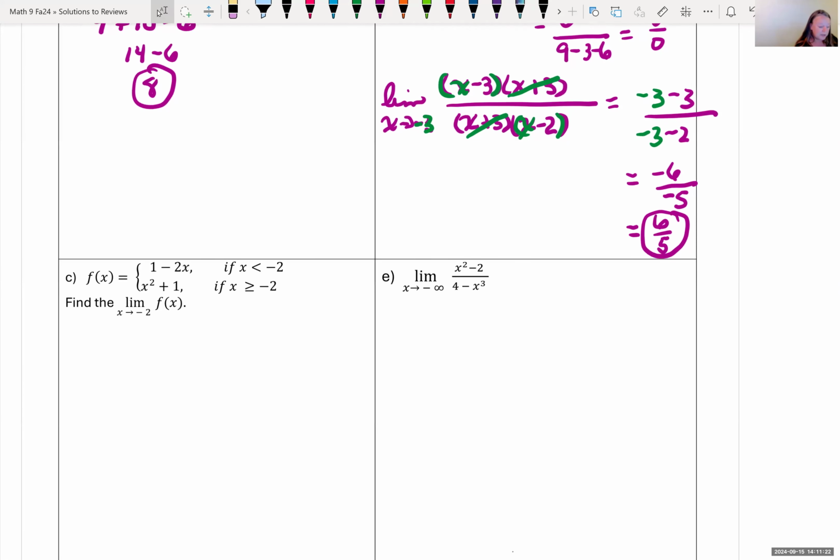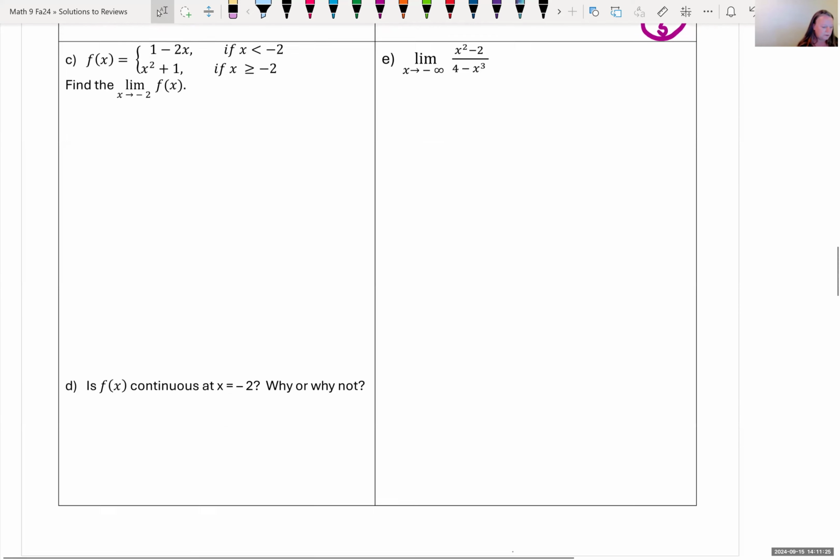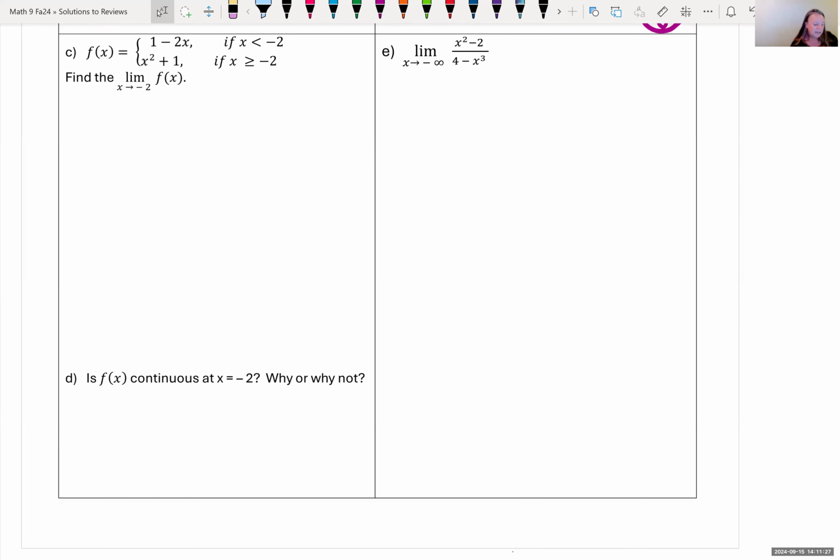The next example is a piecewise function. And I'm looking at the limit as x is approaching negative 2. So our equation changes when x equals negative 2. And so I want to see what's going on the left and what is going on the right of x equals negative 2. So looking at the limit here, as x is approaching negative 2 on the left-hand side, so these are values where x is less than negative 2, I'm going to use my first equation, 1 minus 2x.